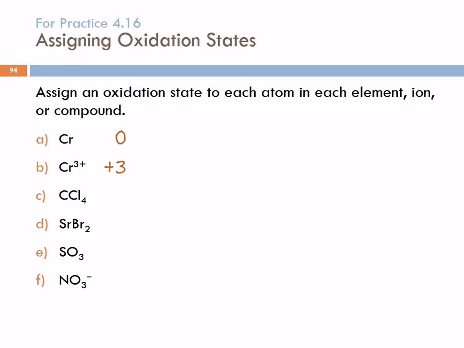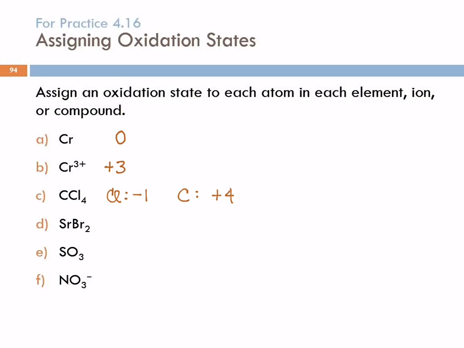-1. So the chlorine here has an oxidation state of -1 because it's got priority over carbon, which is in group 4 and doesn't even show up in the list. So we've got 4 chlorines, and they have an oxidation number of -1 each. All the oxidation numbers for CCl4 have to add up to 0. And why 0? Because the charge on this compound is 0. It's not an ion. So if we've got 4 that are -1 and we've got this 1, what does the oxidation state have to be? +4.